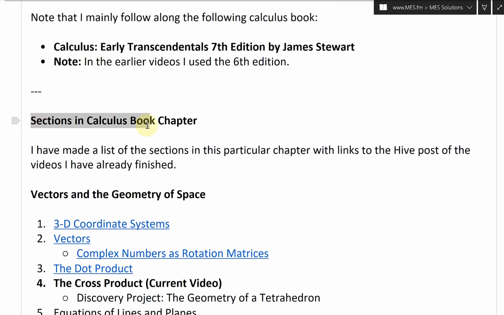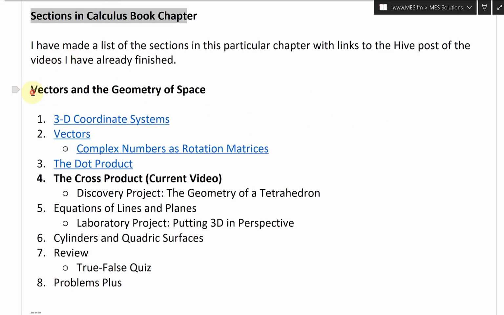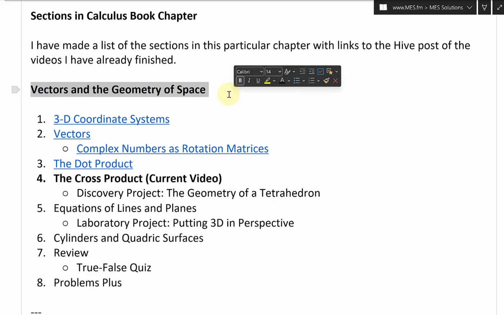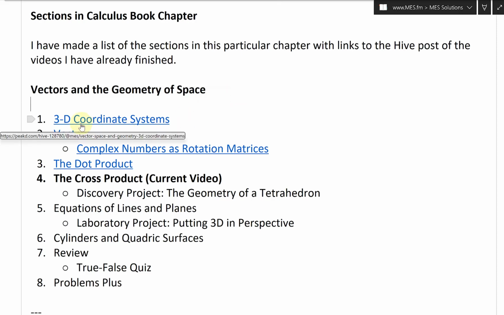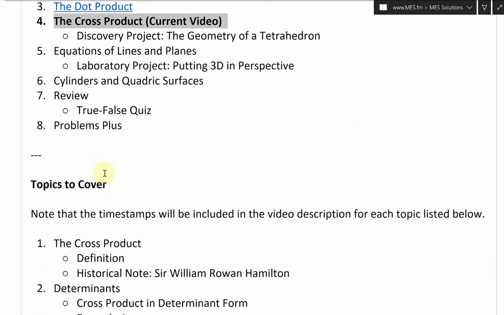Next part here, sections in the calculus book chapter. I've made a list of the sections in this particular chapter with links to the Hive posts of the videos I have already finished. This is the chapter Vectors and the Geometry of Space. Here's 3D coordinate systems, there's vectors, then complex numbers as rotation matrices, and the dot product was the last video. Now the current one is the cross product, and these other ones will be future videos.